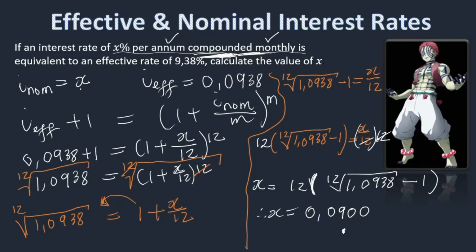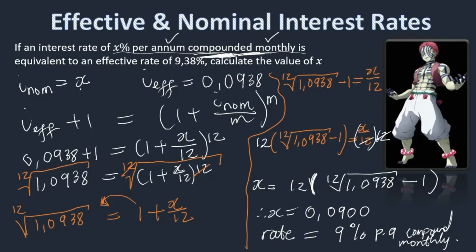0,0900, right? This is what I'm getting as x. And then for me to get a rate, of course, I'll multiply this by 100. This is 9% per annum, compounded monthly. There we go. Right? So it was not all that bad.